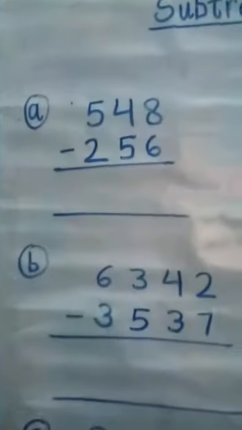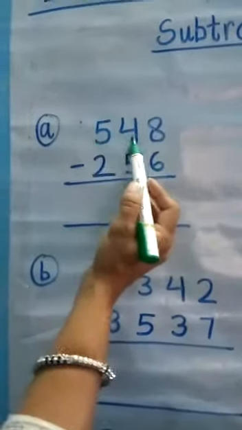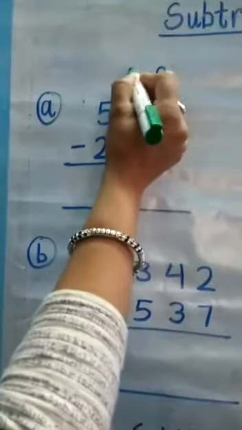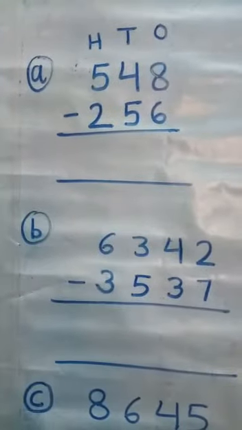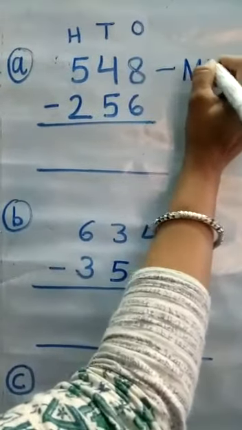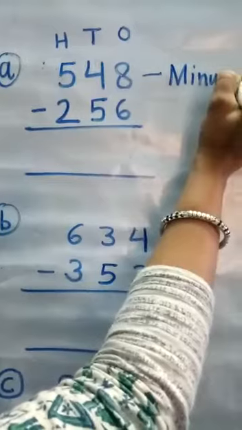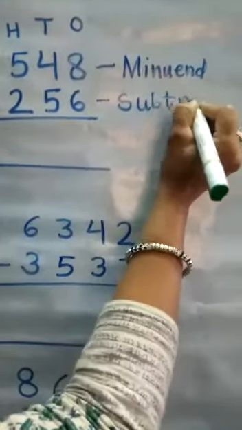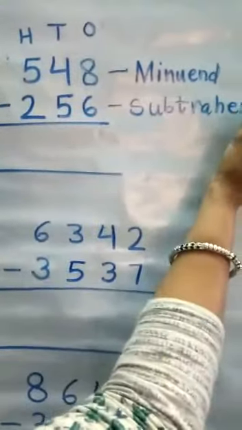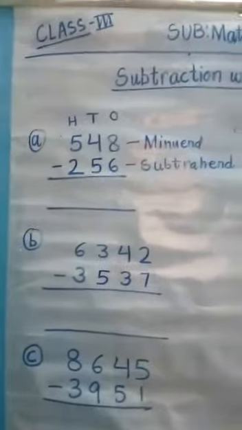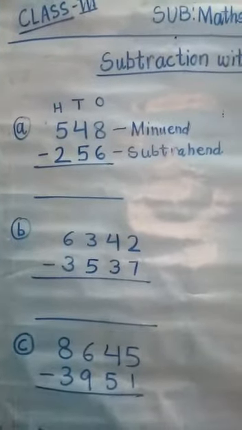Now look everyone, in this A part it is written 548 minus 256. So first we have to write down the place value: ones, tens and hundreds. For this, we have to find out what is the minuend. This one is the minuend and this one is the subtrahend. The subtrahend means the number which is smaller and the minuend the number which is bigger.